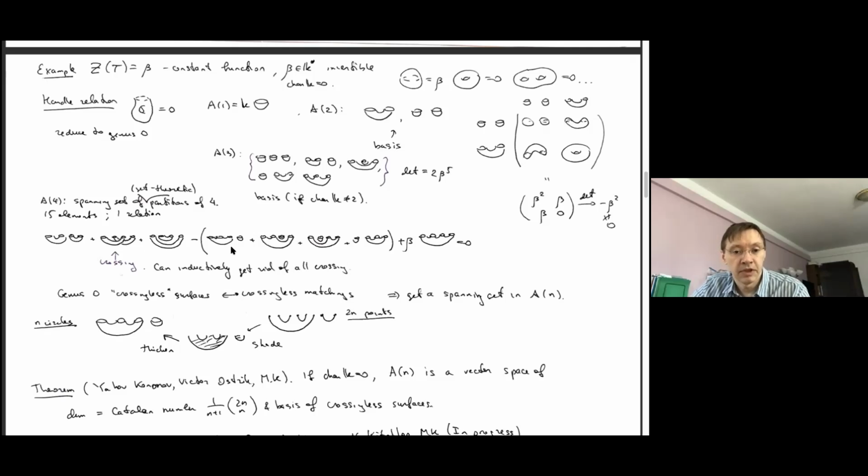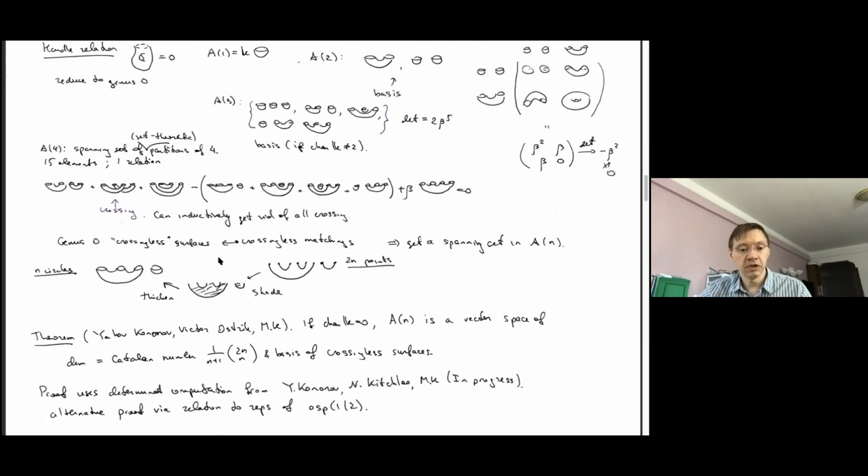Okay, but so this relation allows us to reduce such crossings to fewer crossings, to no crossings. The remaining 7 terms have no crossings. So we can reduce to a spanning set. So in this state space A(n) of n circles, we can reduce to a spanning set of what we call crossingless surfaces. What are crossingless surfaces? The surfaces are such that every component has genus 0. And they're in bijection with crossingless matchings of 2n endpoints on the line.